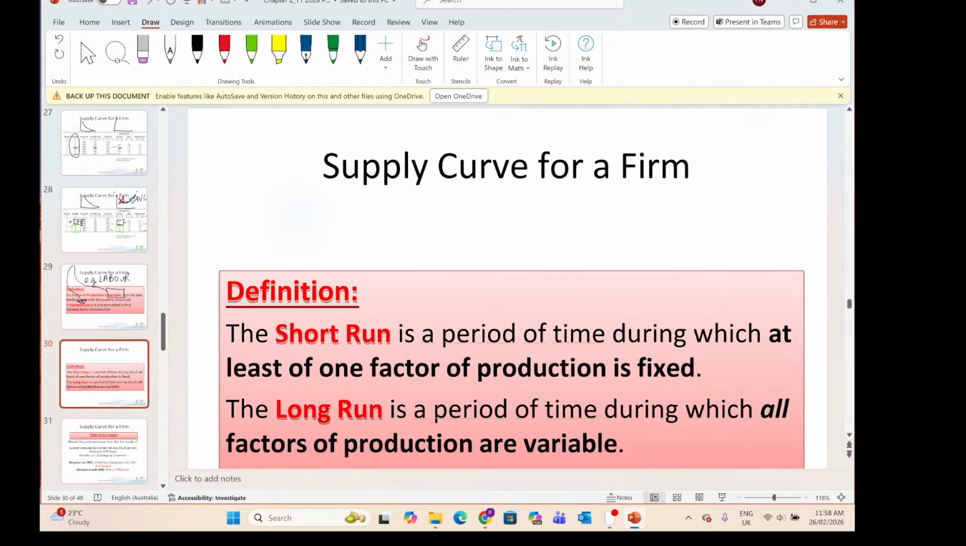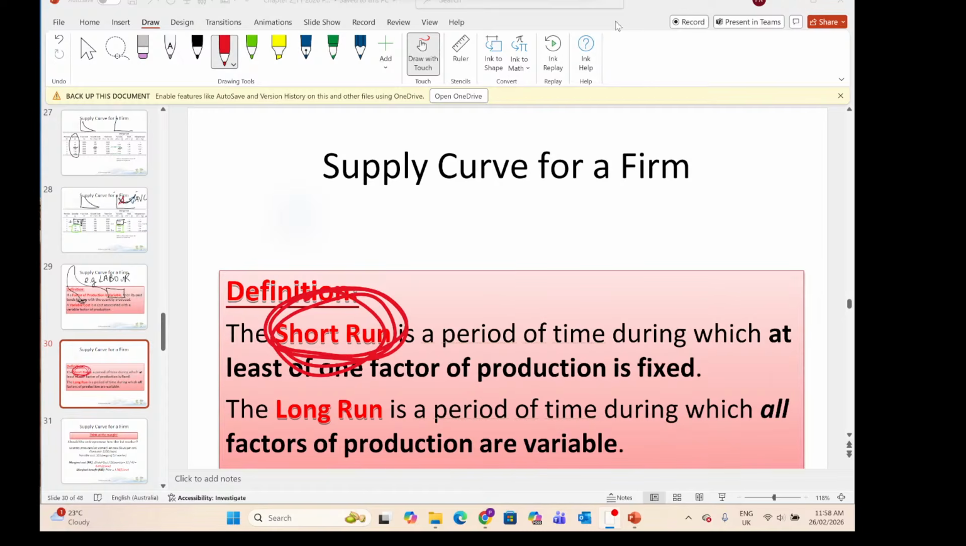So then, once we understand the difference between variable cost and fixed cost, we then have to start thinking about a new concept. And the new concept is time. In our market analysis, we've basically got two periods of time. One is called the short run, and one is called the long run.